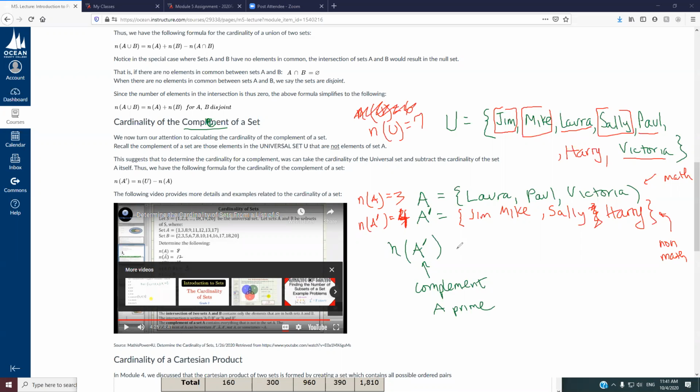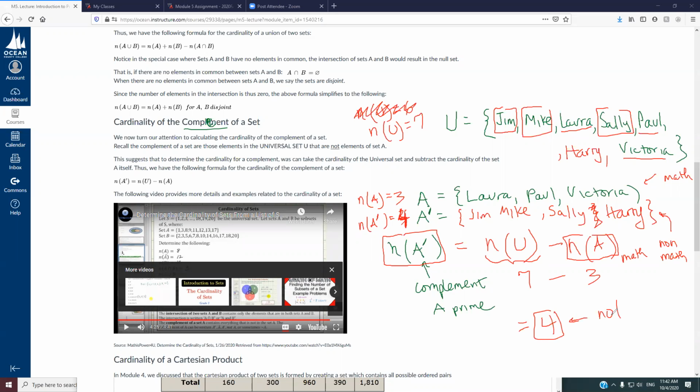So really what this says is if you want to know the number of elements in the complement, just take the number of units in the universal set and subtract the number of units in set A. Well, that makes sense. If you're taking the total number of students at the college, that was 7, and you're subtracting the number that are taking math, that was 3, your answer is the number of students that are not taking math, which is 4 students in this example.